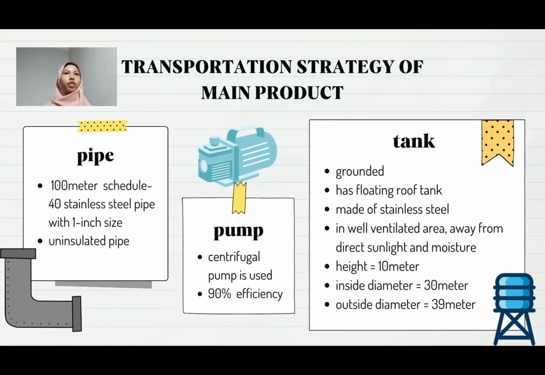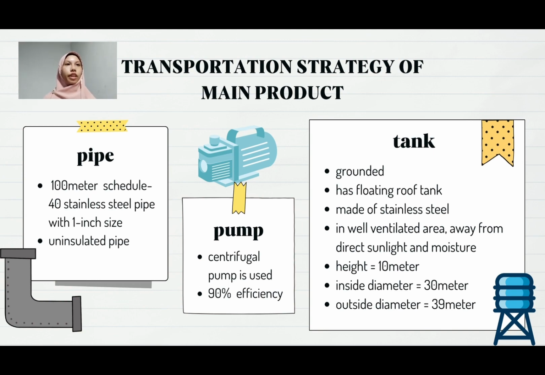Moving on to the transportation strategy of the main product, we have considered 3 main elements, which are pipe, pump, and tank. For the pipe, we have considered using 100 meter schedule 40 stainless steel pipe with 1 inch size, and it is uninsulated to let heat flow. Next, a centrifugal pump is used with efficiency of 90% to provide a smooth flow of isopropyl alcohol.